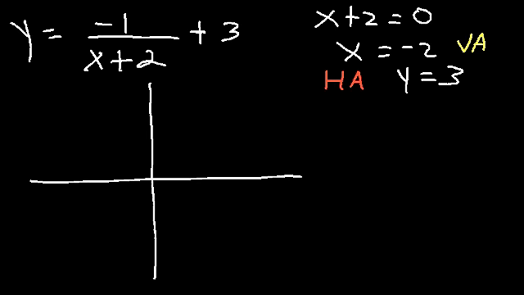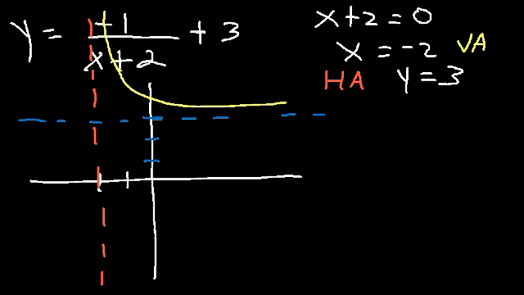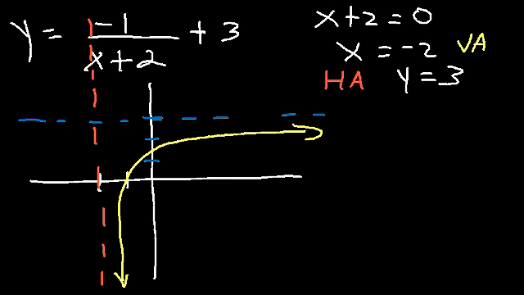So let's begin by plotting the vertical asymptote, which is at negative 2, and the horizontal asymptote, which is at 3. Now the graph won't be here because we have a negative sign. It's going to reflect over the horizontal asymptote. So it's going to look like this. In the last example, the curve was here, but now it's going to be on the other side of the horizontal asymptote. It's going to be there.